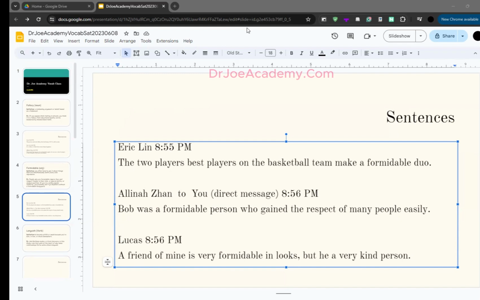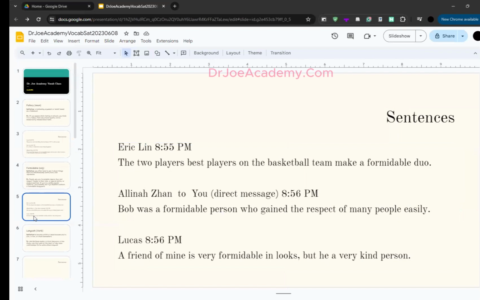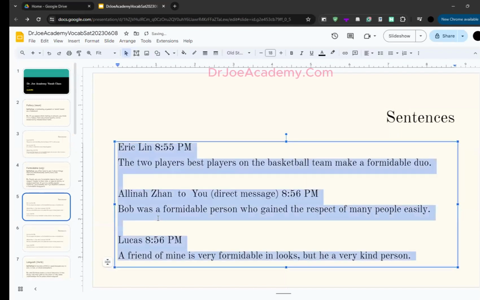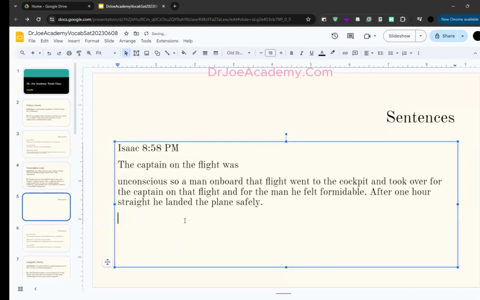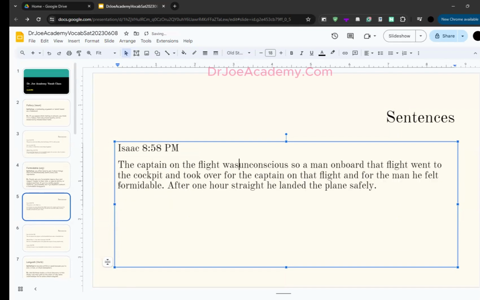Isaac, I see that you've just finished your sentence, so I'll copy that down as well, and we can take it up. Do you want to read your sentence, Isaac? The captain on the flight was unconscious, so a man on board that flight went to the cockpit and took over for the captain. On that flight, and for the man, he felt formidable. After 1 hour spare, he landed the plane safely.